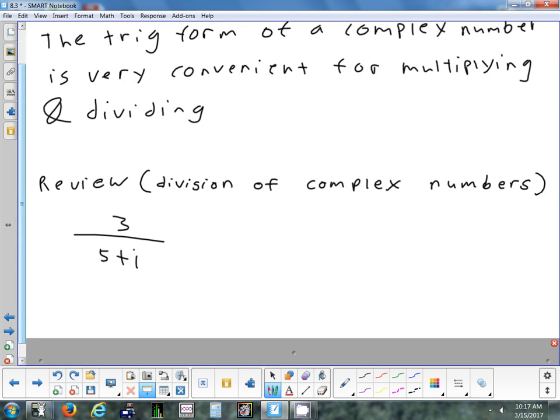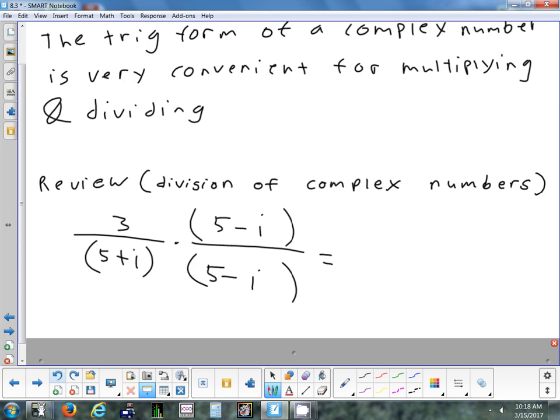Okay. Does anybody remember when you have a complex number? And this one's not even as bad as it could be. I could have done a complex number in the top and the bottom. I only put one in the bottom, so this one's actually a little easier. But what do you multiply top and bottom by to divide this? Yeah? The conjugate, which is 5 minus i.